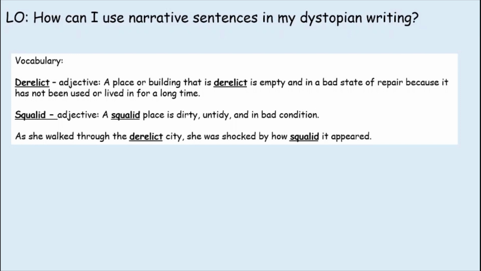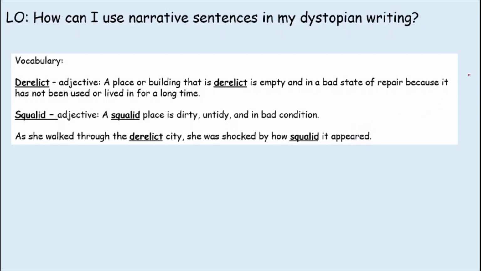In my example, I've managed to use them both in: as she walks through the derelict city, she was shocked by how squalid it appeared. So pause the video here and have a go. You can write two separate sentences, or you can use both adjectives in one sentence like I've done.